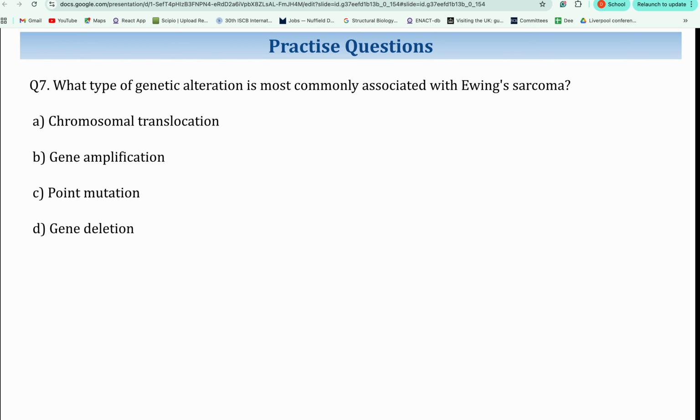The next question is, what type of genetic alteration is most commonly associated with Ewing's sarcoma? Option A, chromosomal translocation. Option B, gene amplification. Option C, point mutation. And option D is gene deletion. So you need to tell what alteration is associated with Ewing's sarcoma.